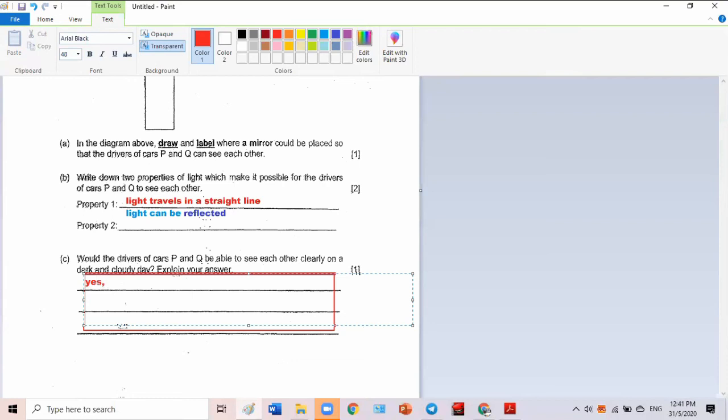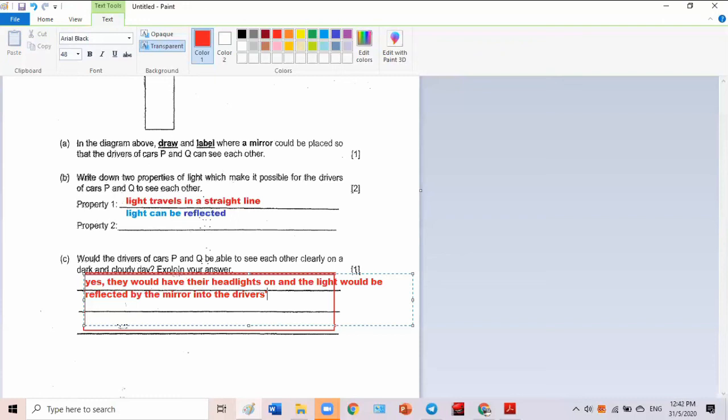So the answer is yes. Sophia, what will I say? They would have the headlights on, and the light would be reflected by the mirror, right? To the driver's eyes.